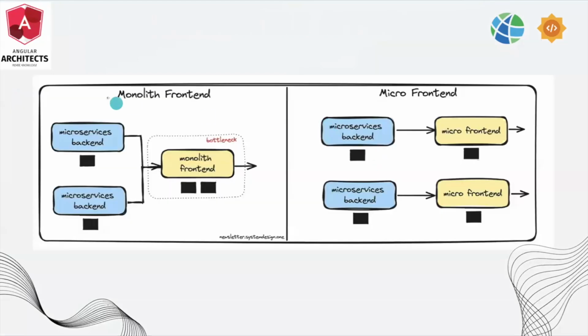So the monolith frontend used to work like this. We have two different microservices backends, and we are fetching the data from both of them into one monolith front end. Right now we are trying to create a micro front end for every microservice backend. So now Vikas will take the lead.